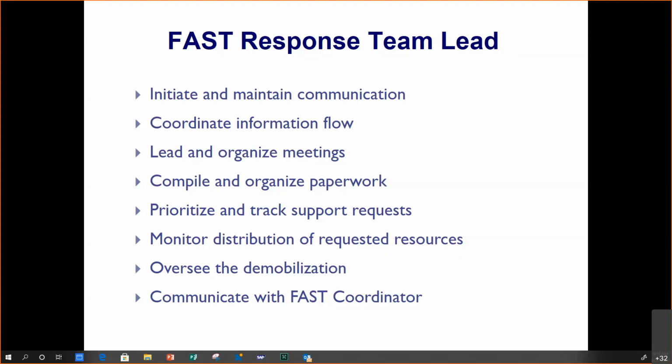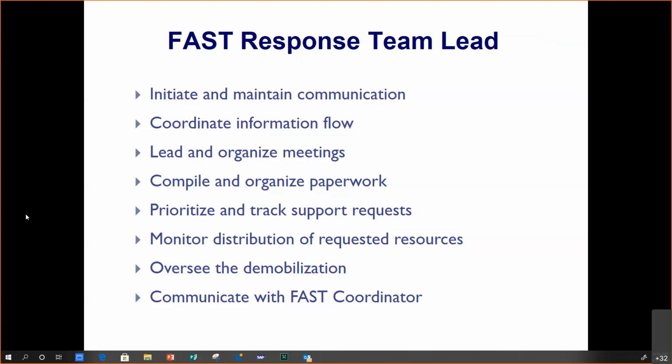You'll also oversee the demobilization, which is basically when the FAST team is sent home. You'll make sure all the paperwork's in, make sure all the communication is done, and maybe do a quick debrief, just to make sure any concerns are noted and communicated. And the big thing is you'll communicate with the FAST coordinator to make sure they understand and keep up with what's going on at your shelter, as well as with your team lead.